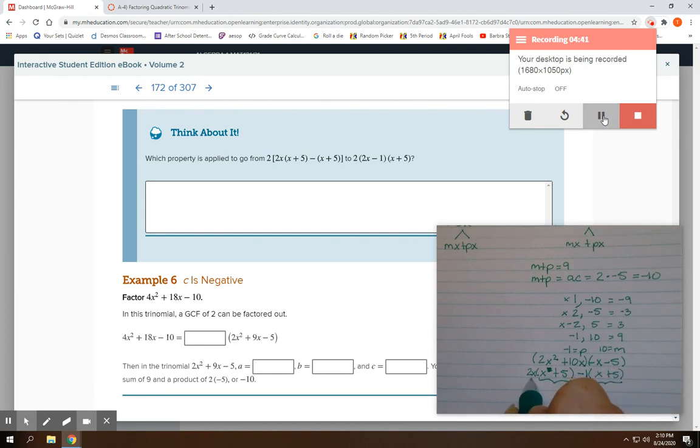And we can take this 2x and this minus 1, and they can go live together inside of a set of parentheses. So we can see that 2x squared plus 9x minus 5 factors to 2x minus 1 and x plus 5.